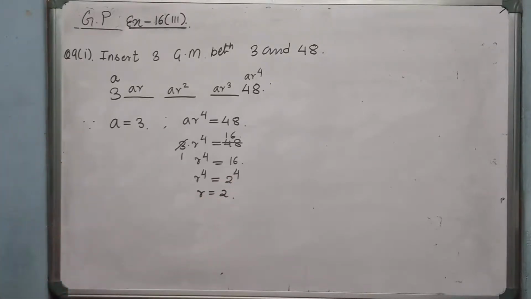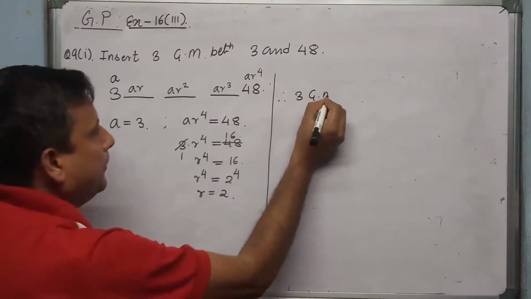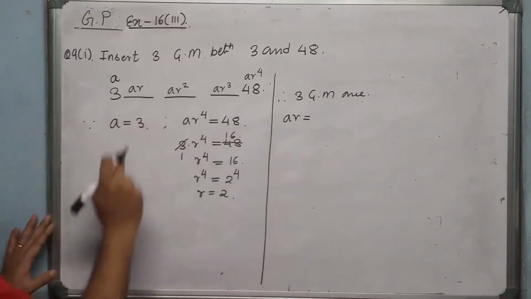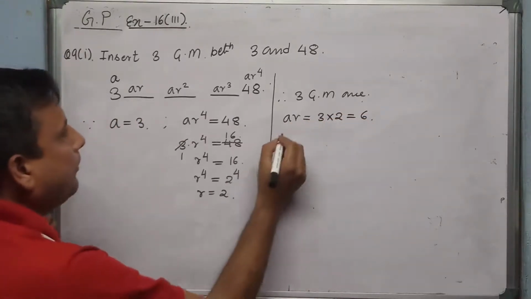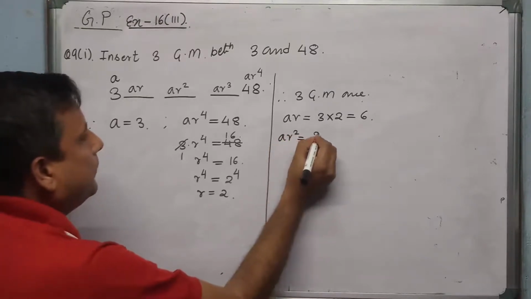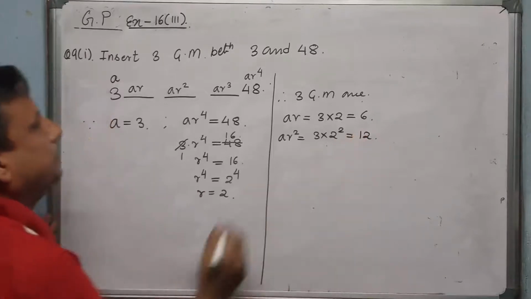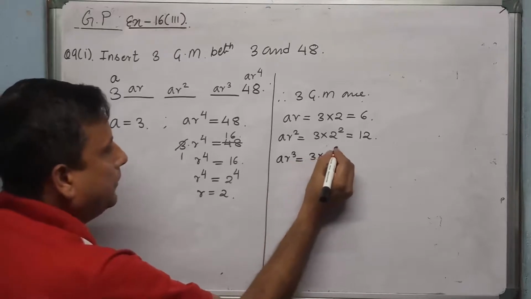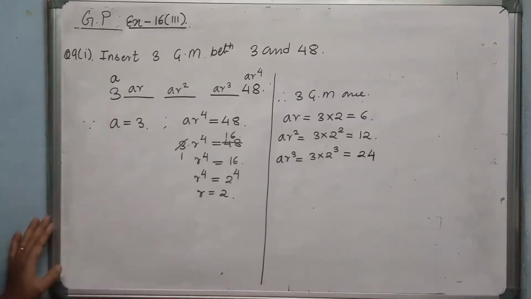Now after getting the value of A and R, we find the 3 geometric means. The first mean is AR, where A is 3 and R is 2, so 3 times 2 is 6. The second is AR squared, that is 3 into 2 squared. 2 squared is 4, 4 threes are 12. And the last one is AR cubed, 3 into 2 cubed. 2 cubed is 8, 8 threes are 24. So 6, 12, 24 are the 3 geometric means.